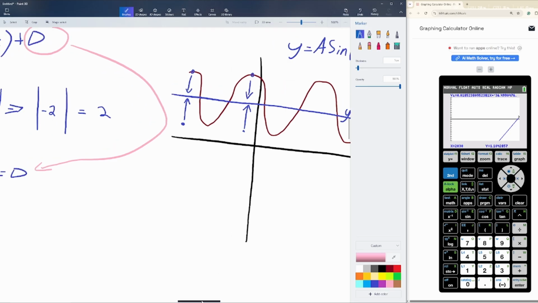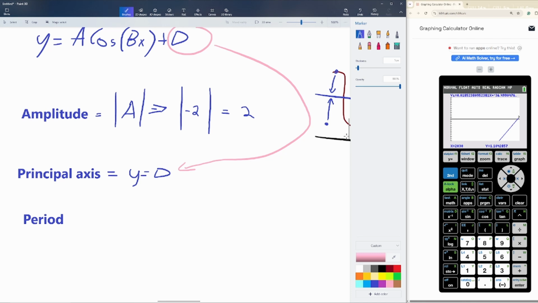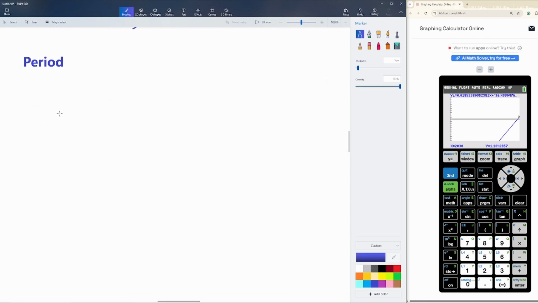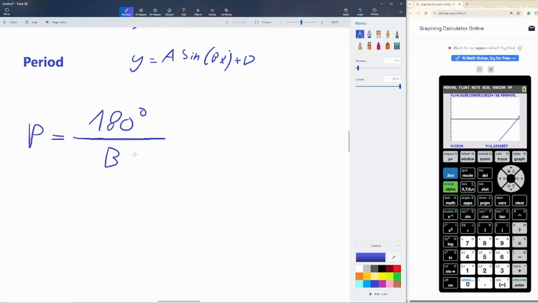Then there's also the period. This is the most difficult part, so I will try to cover it the most here. The period is 180 degrees divided by b. No, it's b equals 180 divided by p. If you want to get the b in your equation a sin(bx) plus d, you should know the rule of how to flip things around, and then you should know that b is the same as 180 divided by p, where p is the period. And then how to find the period.